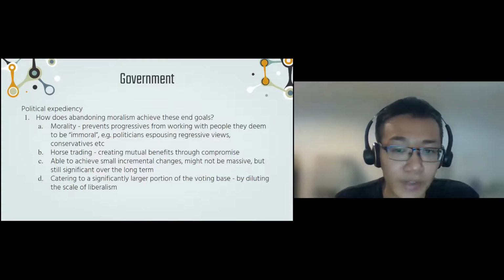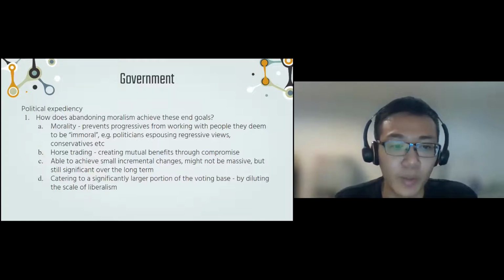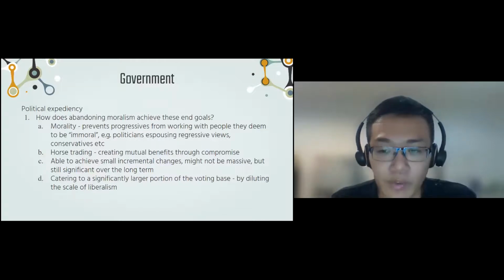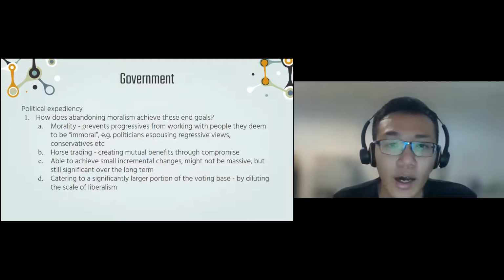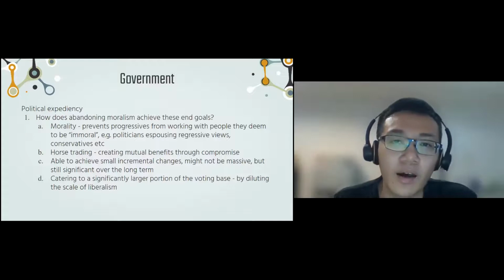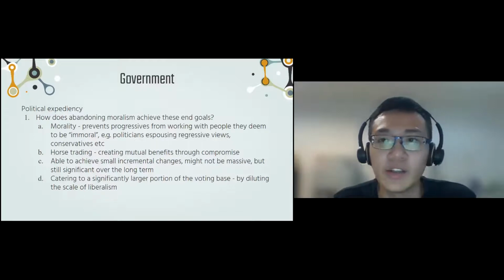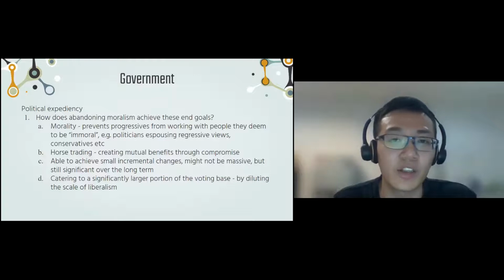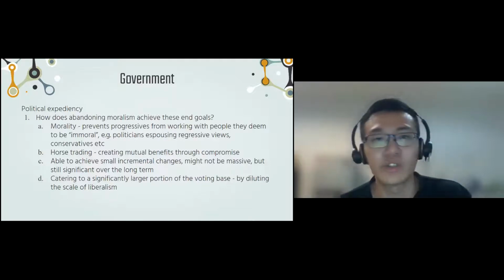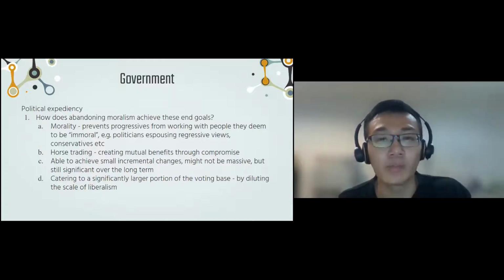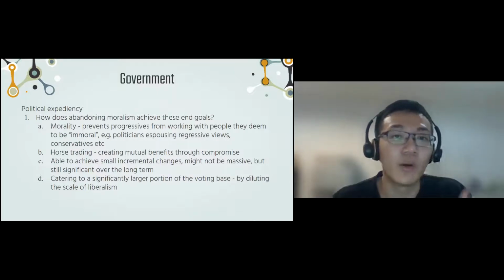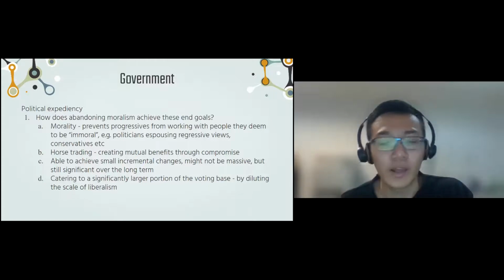So the second thing here is that you're probably able to cater to a significantly larger portion of the voting base by diluting the scale of liberalism. So even if you think that, I don't know, maybe gender equality or the gender pay gap is something that is absolutely atrocious, you will probably settle for reducing it marginally, as opposed to eradicating it completely, because that way you are more likely to get corporations on board.